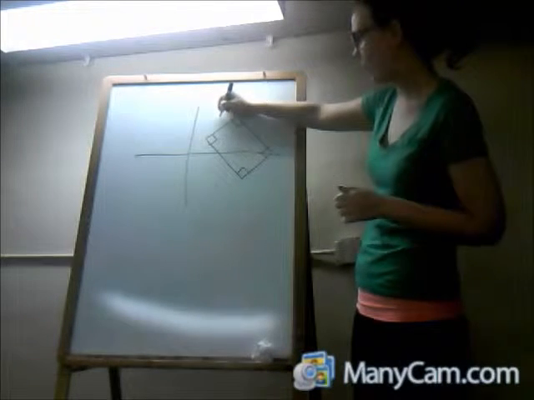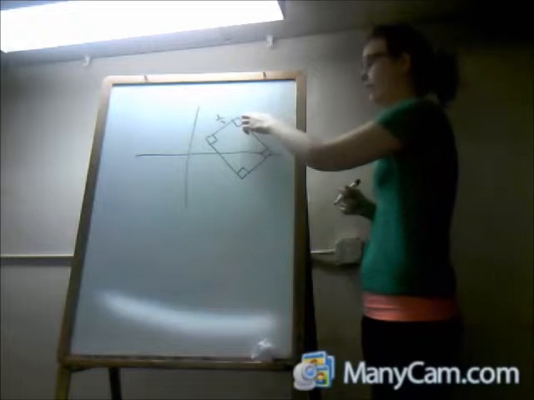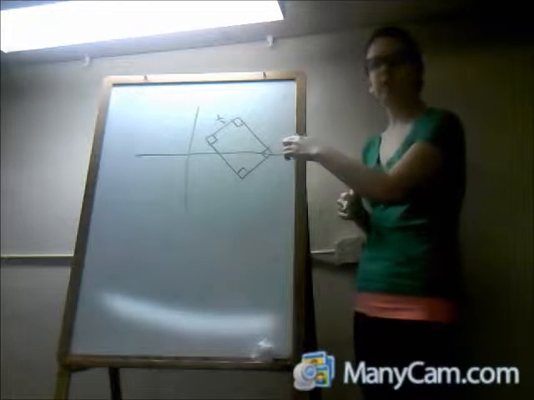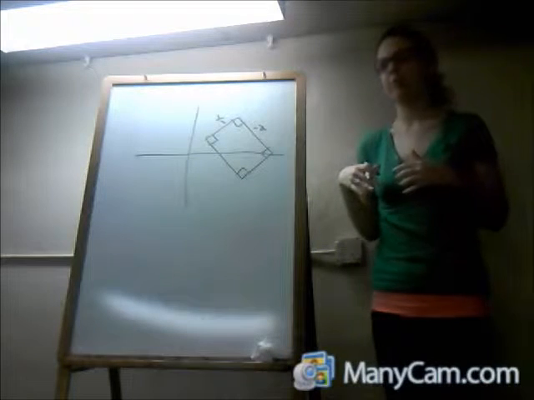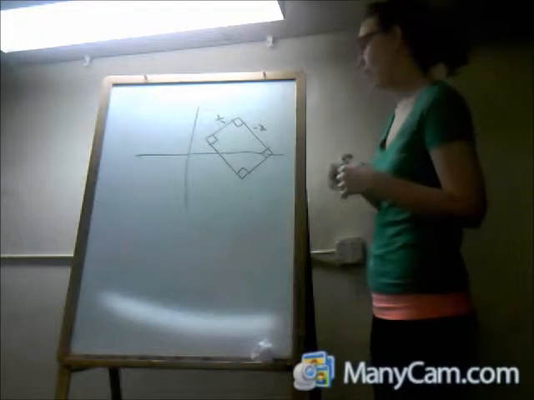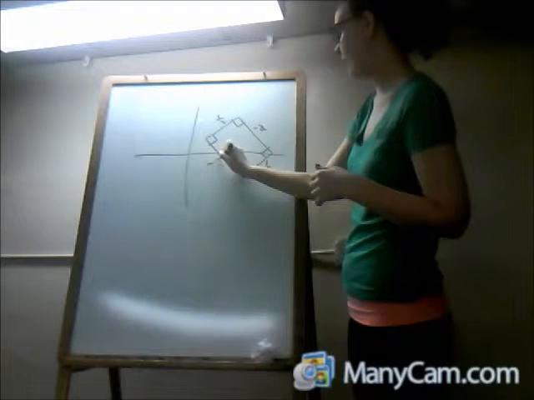So say the slope of this one is 1/2. Well, this has to be perpendicular, right? So the slope has to be -2, because it has to be the negative reciprocal to be perpendicular. And so now this one's also 1/2, and this one's also -2.